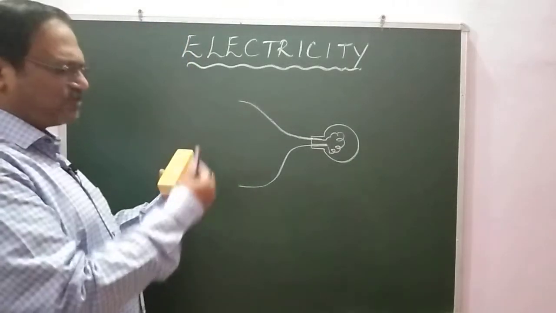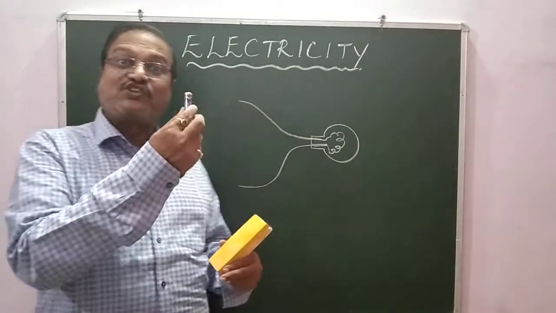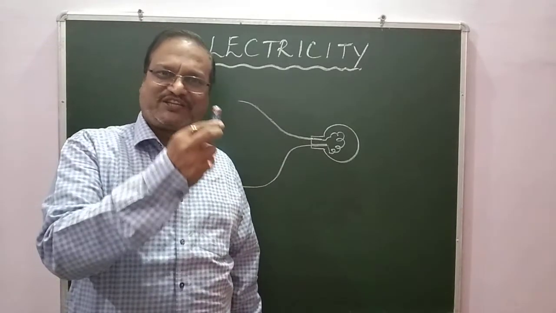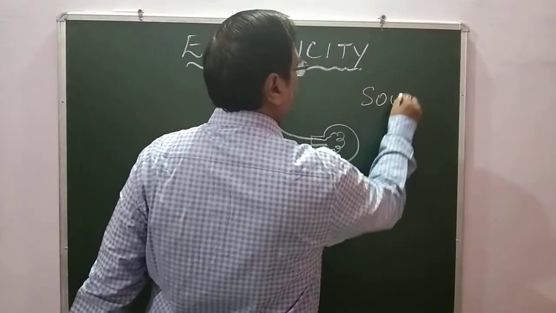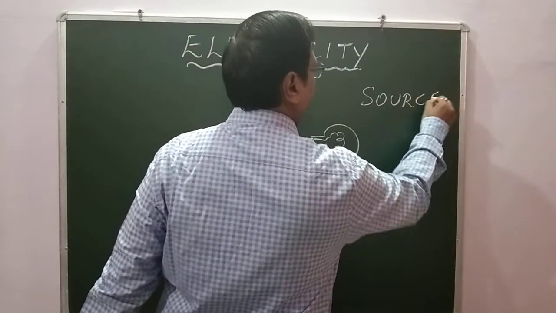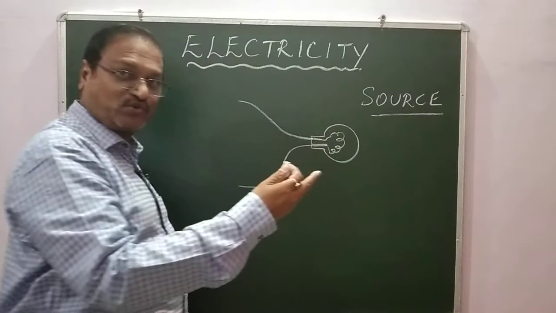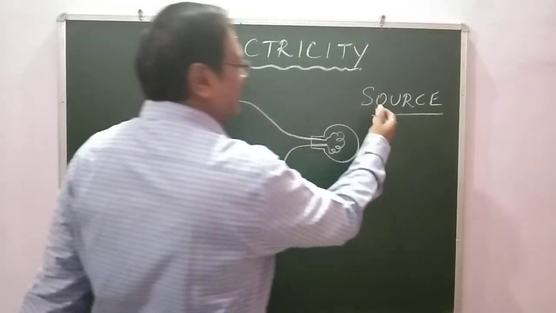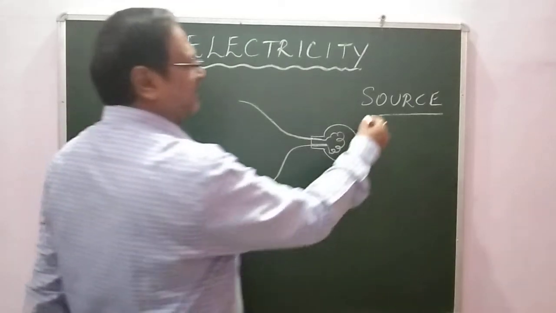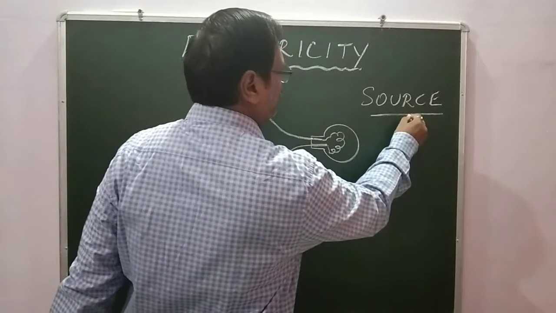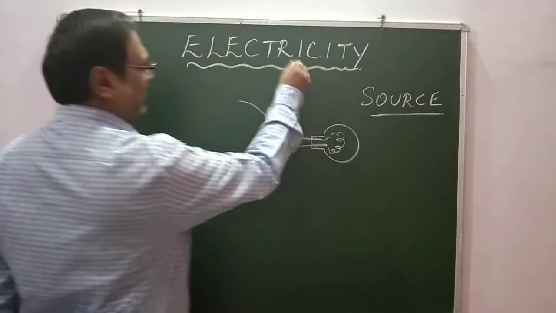Now what is a cell? Cell is a source of electricity. You know, like a water source, like that. The sun also gives light. Sun gives heat, and it is a source of energy and a source of electricity.